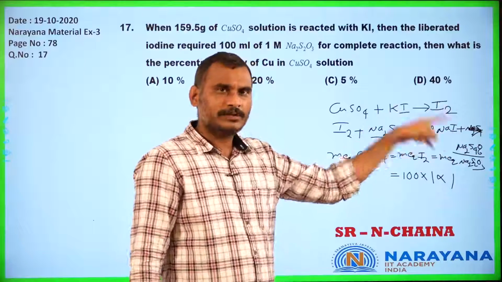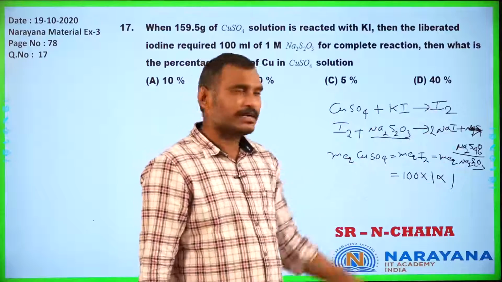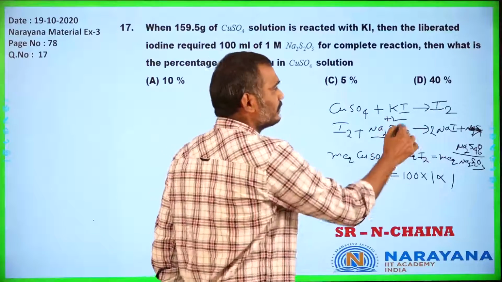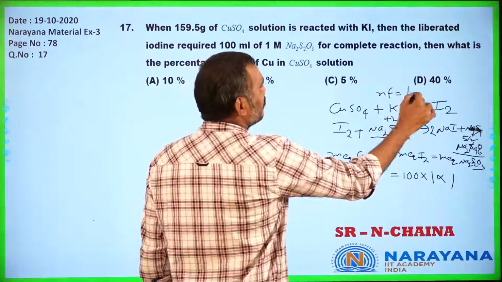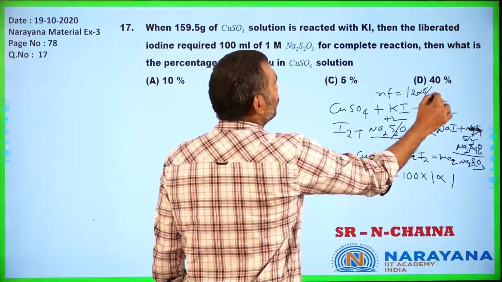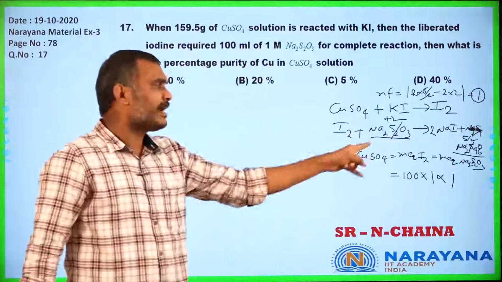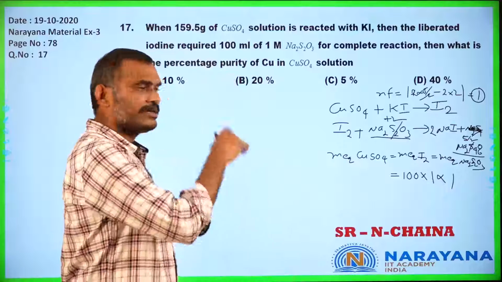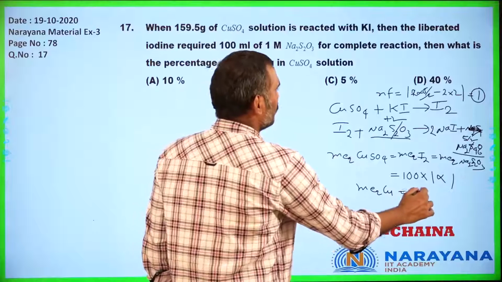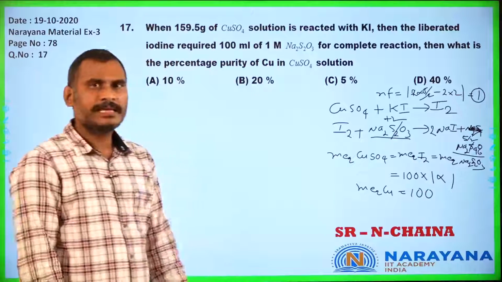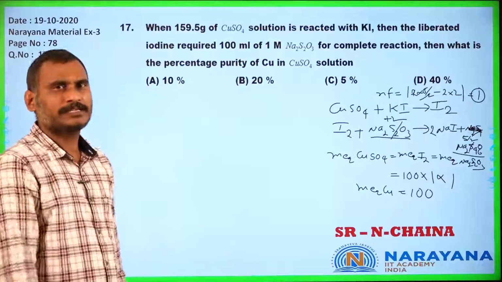That is 2 into 5 by 2 minus 2 into 2, yes or no? That is 5 minus 4 is equal to 1. Here each is plus 2. Here each is 5 by 2. Then n factor is equal to 2 into 5 by 2 minus 2 into 2, that is equal to 1. So the n factor of hypo in the solution is 1. So milli equivalence of copper is equal to 100. That is copper plus 2.